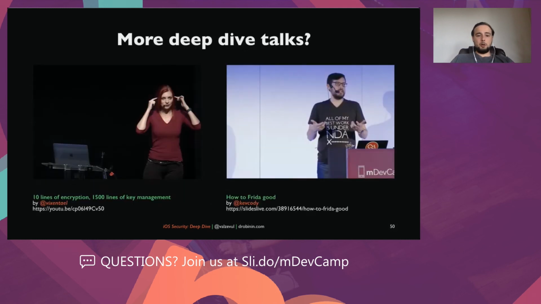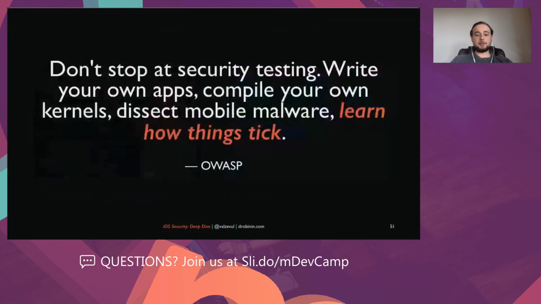If you want to listen to more deep dive talks, Anastasia Voitova's talk on FrenchKit last year was about the real life implementation of note encryption in some very famous, very big note-taking app. And it's very detailed. I strongly recommend you looking at that. And there is an absolutely stellar talk by Kevin Cody from the mdevcamp last year called How to Free the Good. It gives you a very, very deep dive into working with Frida and Passionfruit I mentioned earlier. You can just watch it and go straight to pen testing the apps.